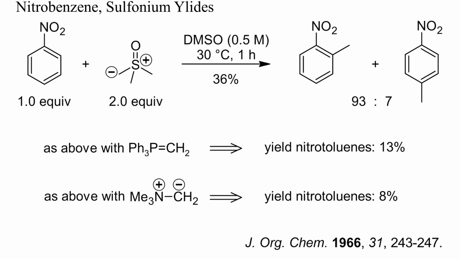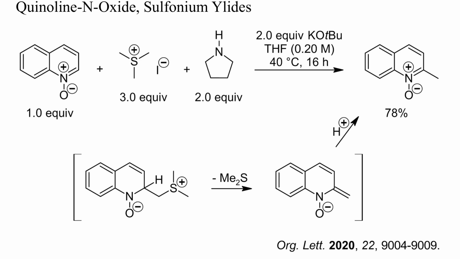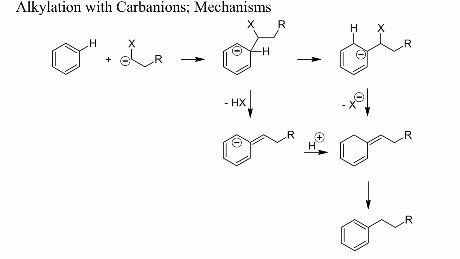In this example, nitrobenzene was alkylated with 3 different ylides. Mostly ortho-methylation occurred, but the yields were low. Here, a sulfonium ylide was used to methylate quinoline N-oxide at position 2. Quinolines are more reactive than pyridines or simple nitroarenes, and the conditions given here will probably not succeed with monocyclic arenes. Let's check some alkylations with carbanions.